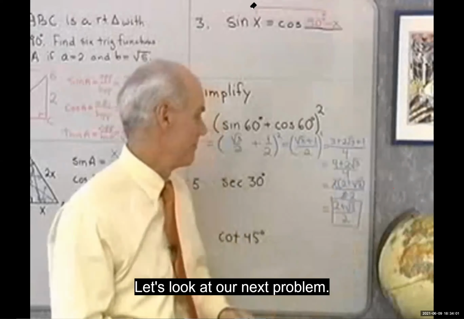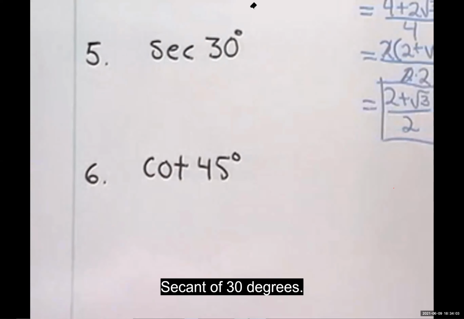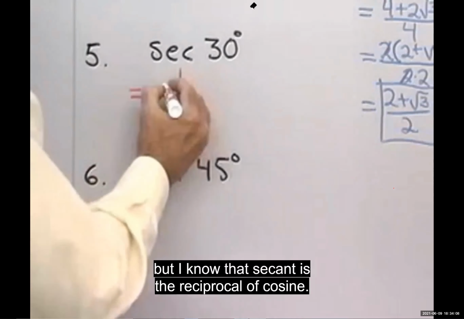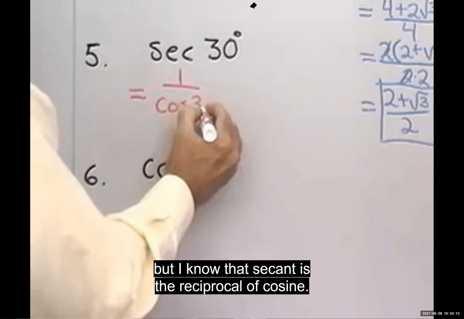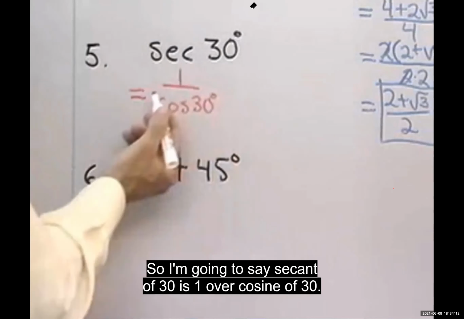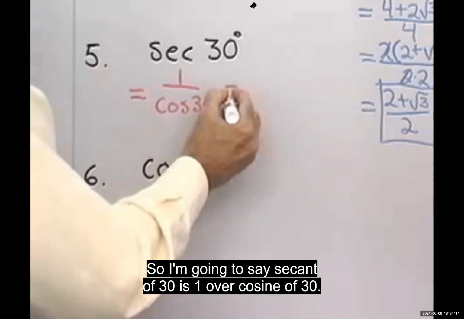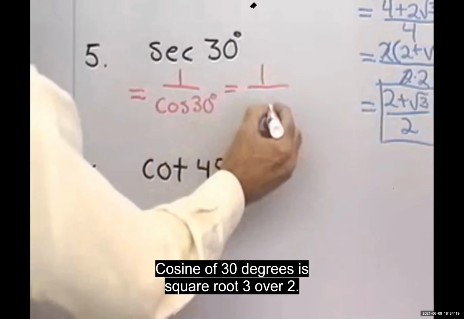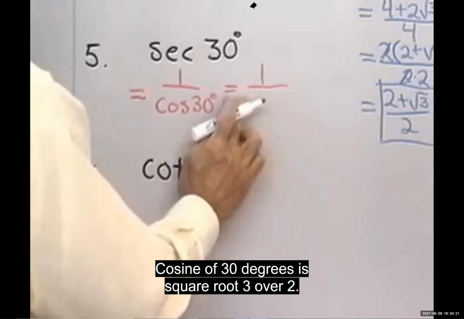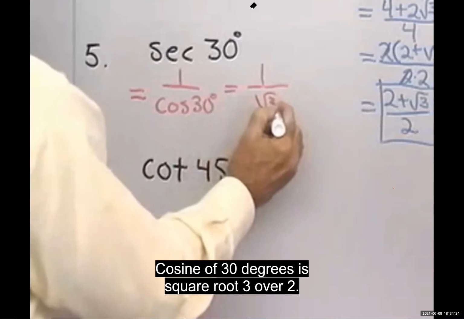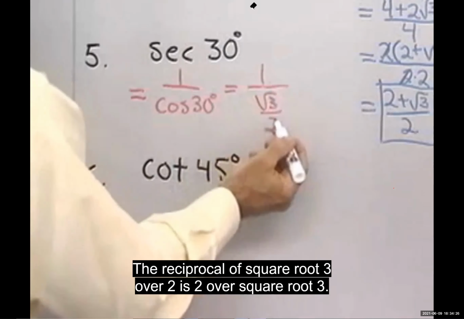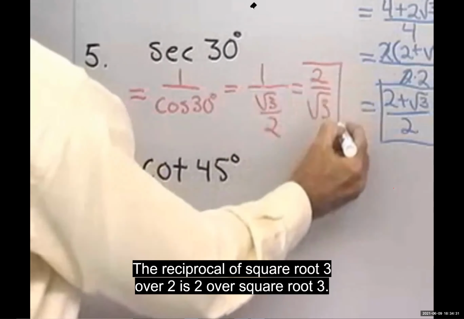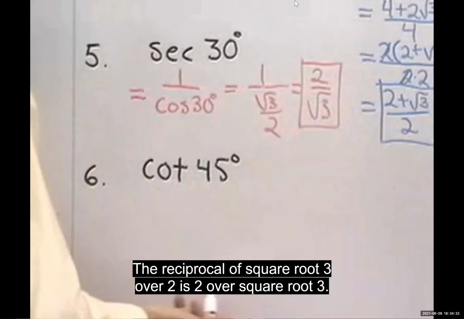Let's look at our next problem. Secant of 30 degrees. Well, I don't have that one memorized, but I know that secant is the reciprocal of cosine. So I'm going to say secant of 30 is 1 over cosine of 30. And then I have the cosine of 30 degrees memorized. Cosine of 30 degrees is square root 3 over 2. The reciprocal of square root 3 over 2 is 2 over square root 3. In my next problem, cotangent 45.